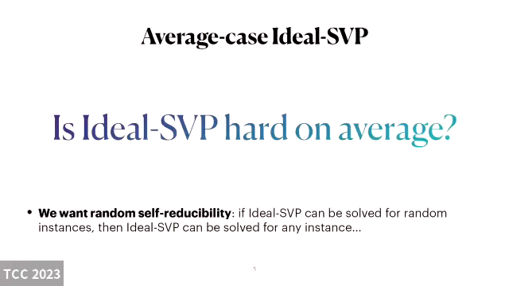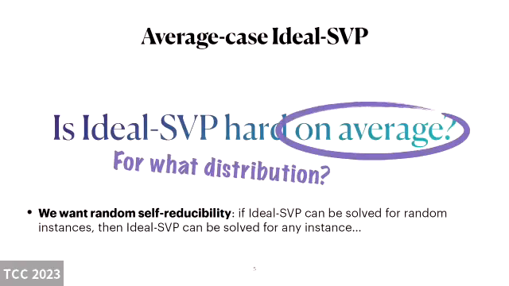And what we're aiming for is really some random self-reducibility. We'd like to prove that if we can solve ideal SVP for random instances, then you can solve ideal SVP in the worst case. And of course, for that question to be well-defined, you need to state what it means to be an average or a random ideal.